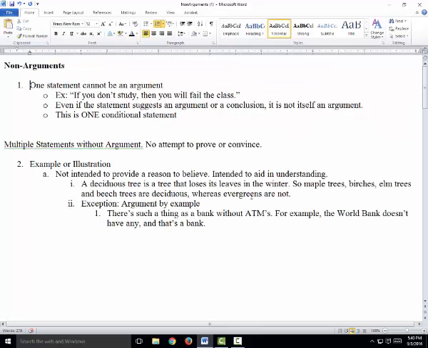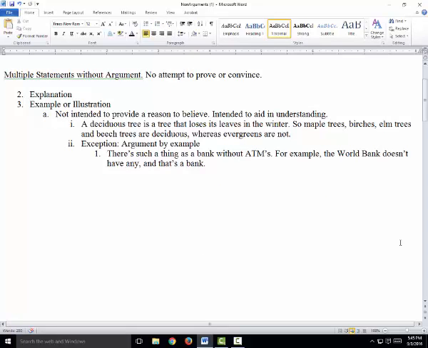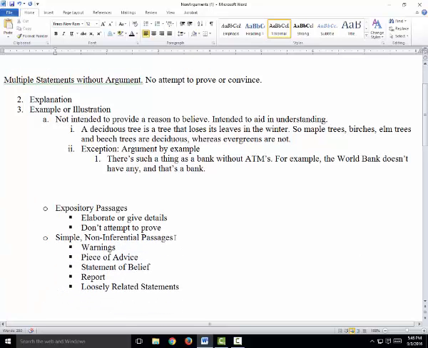So far we have three kinds of non-arguments. We have conditional statements, and we have explanations, and we have an example or illustration. There's one more kind of non-argument that I want to discuss. And you're going to find that the textbook contains many more. In the textbook, we have simple non-inferential passages, and then we have expository passages.